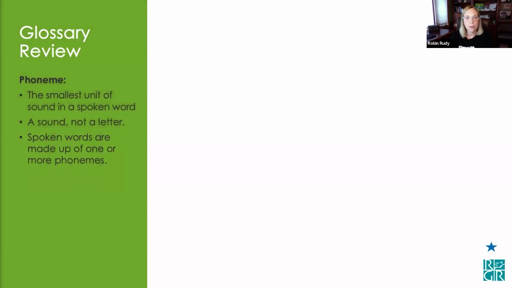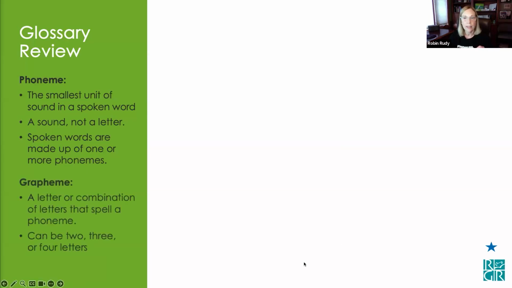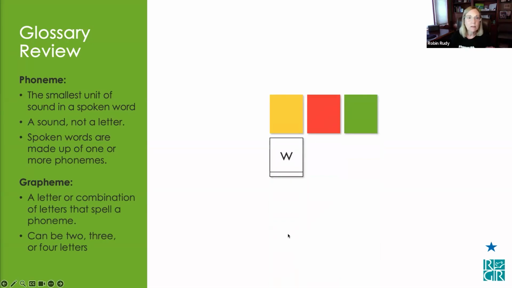So just a little review here. A grapheme is that letter or combination of letters that spells a phoneme. And a grapheme can be 2, 3, or 4 letters. So let's look at the word weight, like I stepped on the scale to check my weight. Weight. W, long a, t, weight. I have 3 phonemes. Now the first phoneme is spelled with a single-letter grapheme. My last phoneme is spelled with a single-letter grapheme. It's that middle phoneme spelled with a 4-letter grapheme, E-I-G-H, that is probably one of the most complex graphemes in our code.